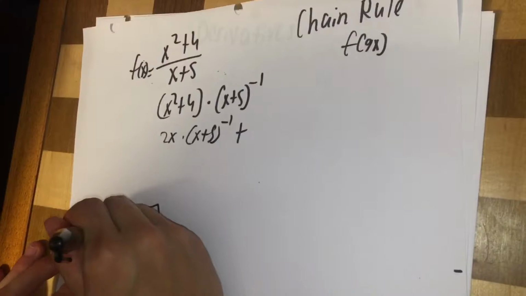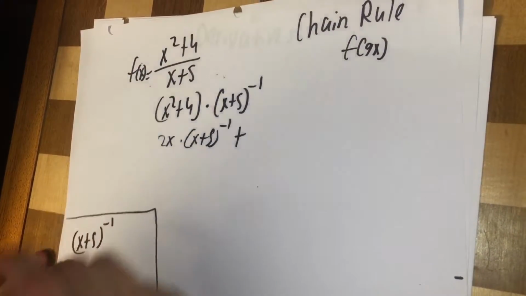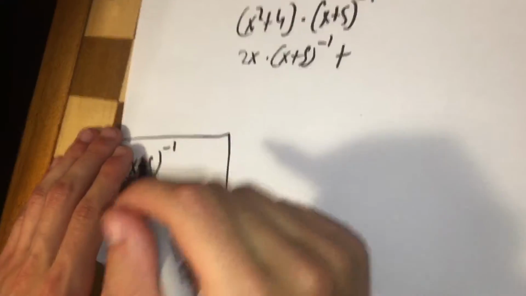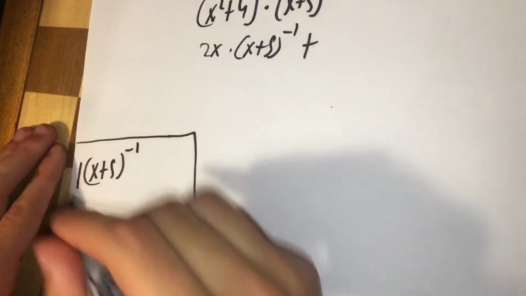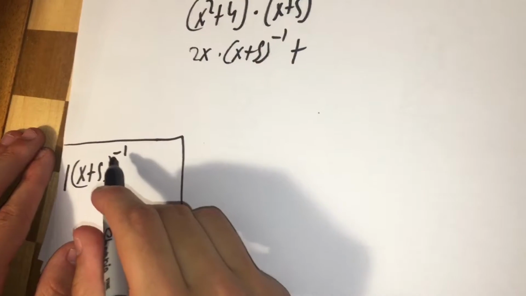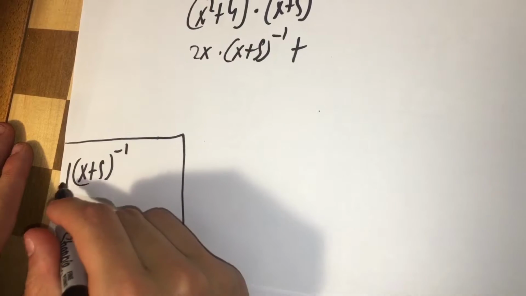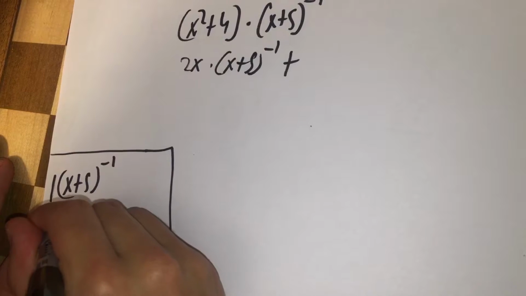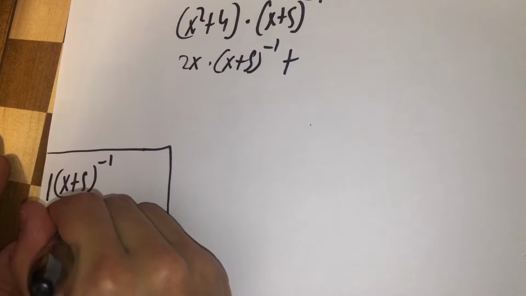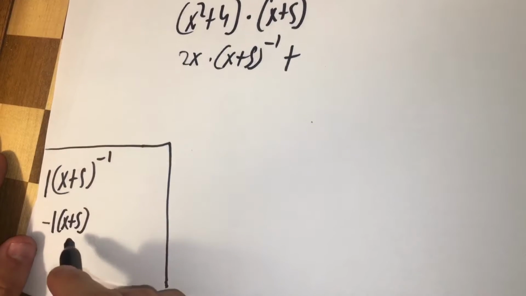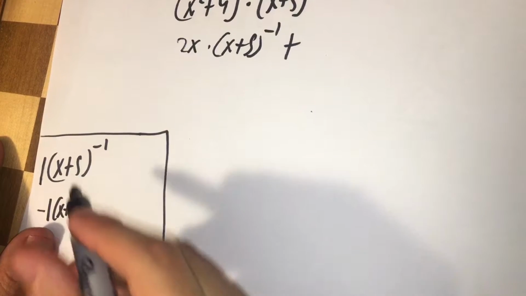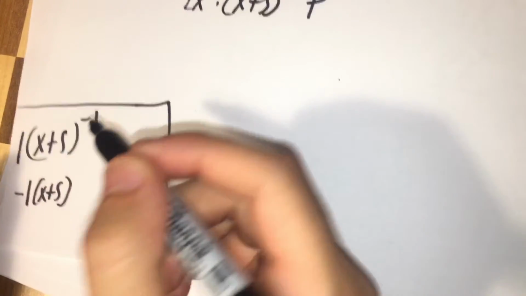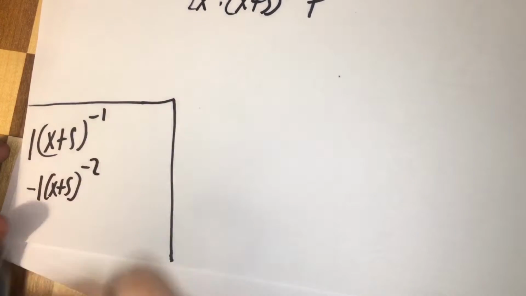So if we had (x plus 5) to the negative first, I would use essentially a variation of the power rule, and I will do negative 1 times our coefficient, which would be 1, and I would get negative 1 times (x plus 5), which would be our initial inside quantity, and reduce our power by 1, which would be negative 1 minus 1 is negative 2. And then we're not finished here.